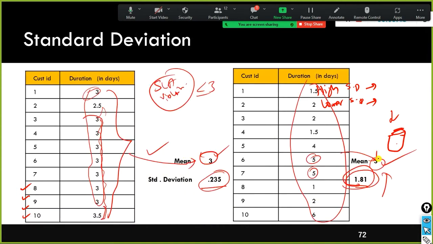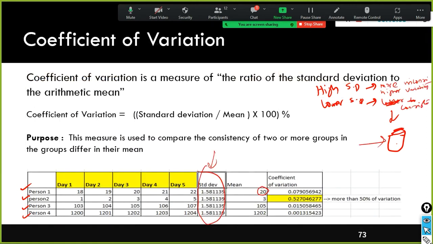Here both the means are same. Hence, just because both the means are same, we cannot draw a conclusion. What we did, we went one step further and we used standard deviation. With the help of standard deviation, we are able to spot which shipper is not delivering it consistently. But in this case, if you take the standard deviation, all the values are same.